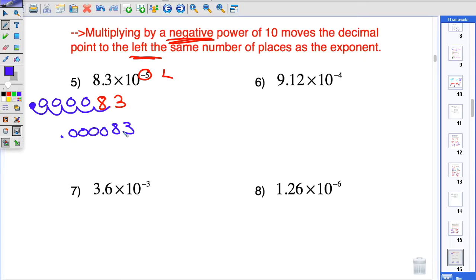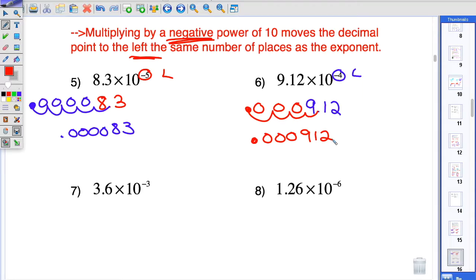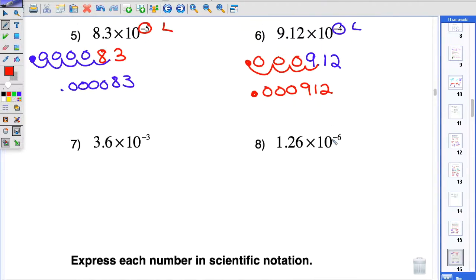Number 6, 9.12 times 10 to the negative 4th power. The negative tells us we move our decimal point to the left. So we rewrite our number. Put your pen on your decimal point, and we go to the left 4 places: 1, 2, 3, 4. Our decimal point is out in the front. We rewrite it, and we have 912 millionths. That's our number written in standard form.